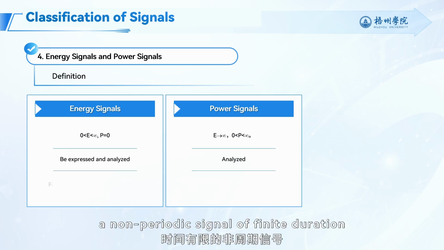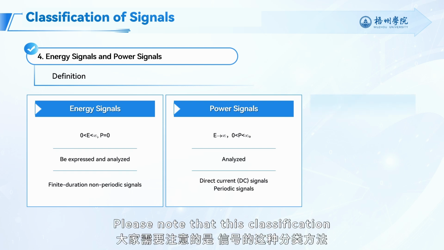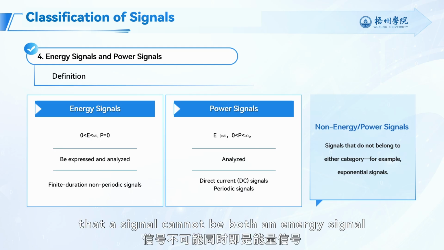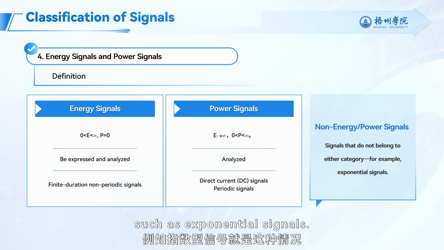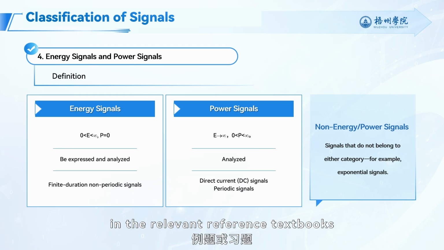For example, a non-periodic signal of finite duration is a typical energy signal, whereas a direct current signal and periodic signals are typical power signals. Please note that this classification is not mutually exclusive in the sense that a signal cannot be both an energy signal and a power signal. However, there are signals that are neither energy signals nor power signals, such as exponential signals. After class, you can refer to examples or exercises in the relevant reference textbooks to gain a deeper understanding of this classification method.